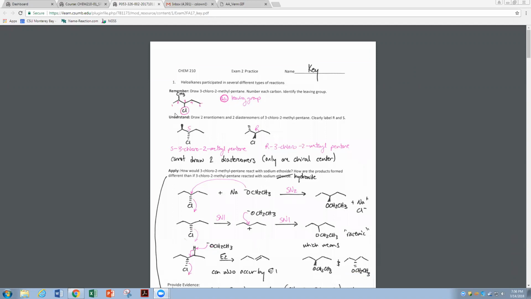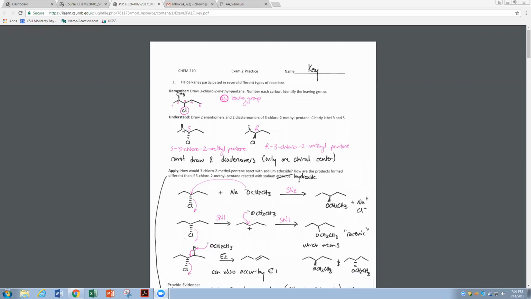And then we want to be able to identify our leaving group, which in this case is the chlorine, because its electronegativity allows it to be a little bit more stable. Then, if we think about drawing 2 enantiomers and 2 diastereomers of 3-chloro-2-methylpentane, we can actually think about how their orientation in space might be different.